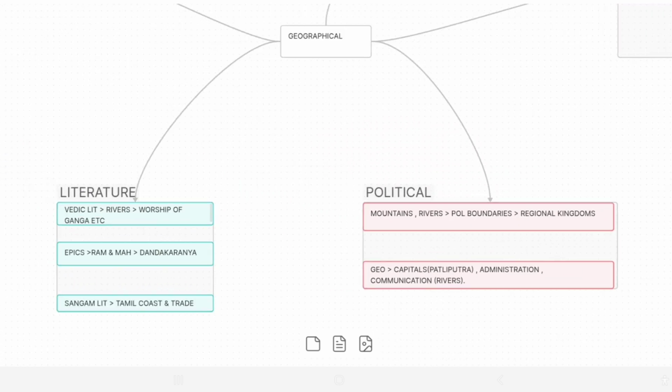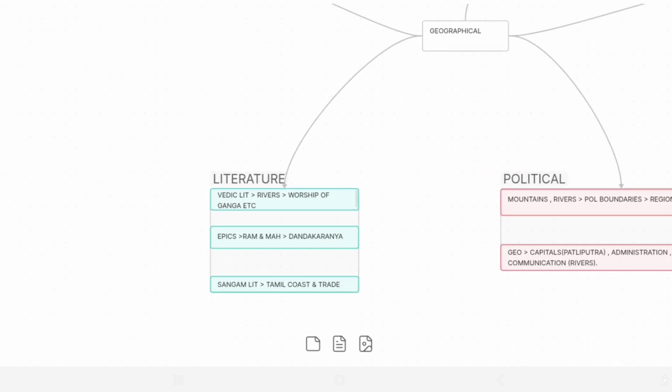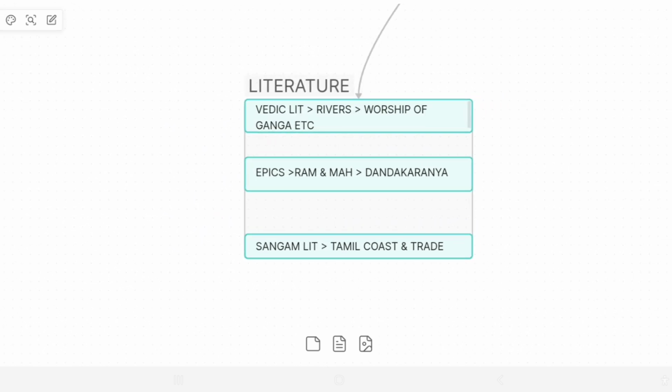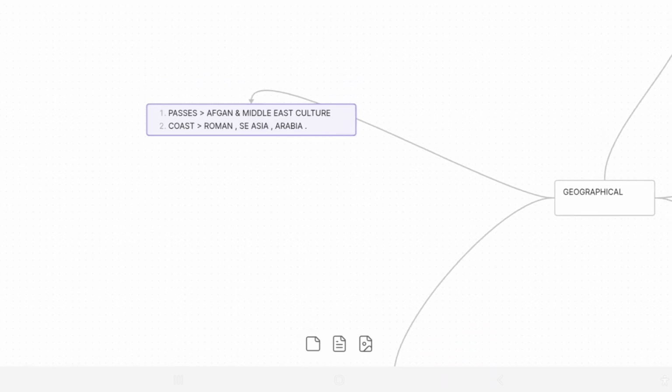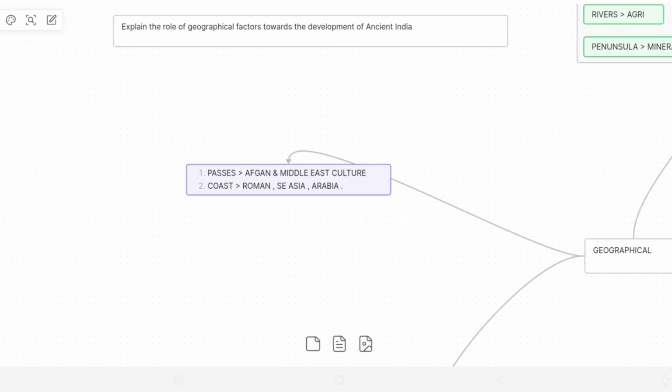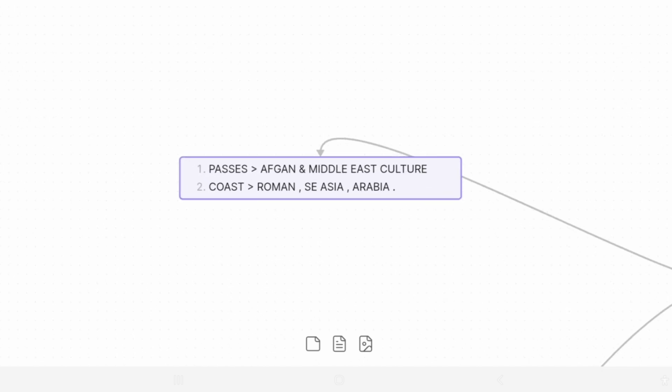Next, we can write about geographical influence on literature and culture. Vedic literature gives reference for rivers like Ganga, and epics like Ramayana mentions forests like Dandakaranya. Sangam literature also highlights Tamil coast trade, etc. Geography deeply embedded in rituals, myths, and traditions of daily life in ancient India and in today's life as well.